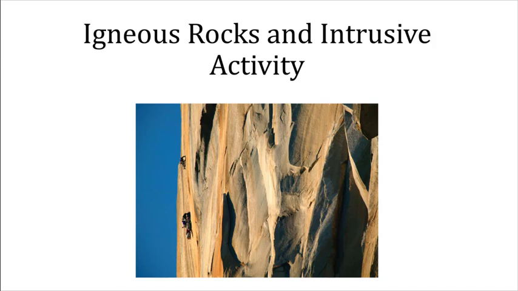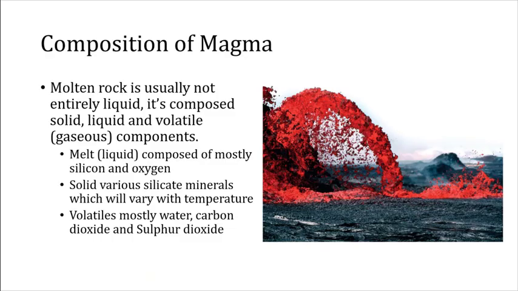So igneous rocks are rocks that form from molten rock, from either magma or lava. And so we want to first of all take a little bit of a look at that, because we say molten rock, not liquid rock, because it's not actually liquid. It's sort of almost the consistency of a milkshake, if you will.